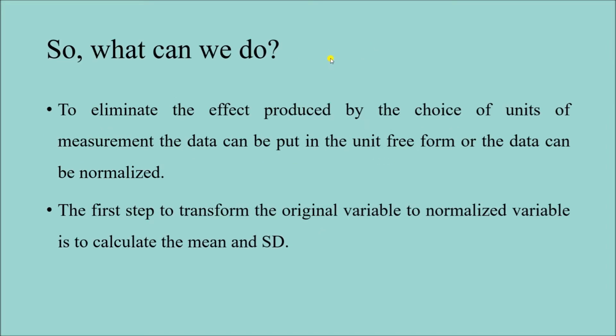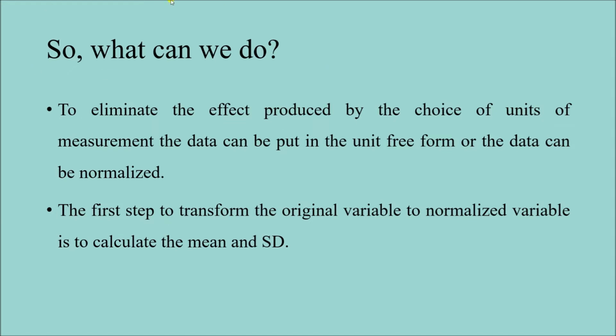So what can we do to address this problem? To eliminate the effect produced by the choice of units of measurement, the data can be put in a unit free form, or the data can be normalized. This is called normalization of data. That means we can do something so that the unit becomes meaningless, right? It does not matter what unit or what scale we used for measuring the variable, it can be made unit free. Now, what are the steps to make any value unit free?